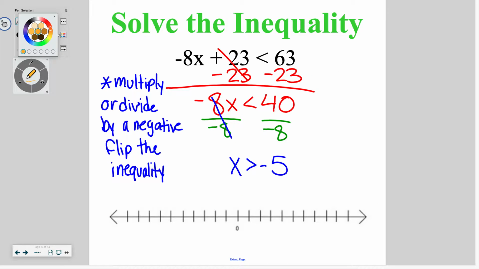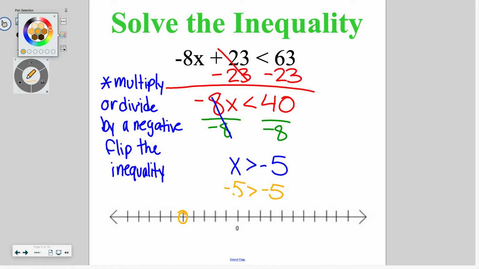So if we come back to this, we've got x is greater than negative 5. So I'm going to come over to negative 5. 1, 2, 3, 4, negative 5. I'm going to put an open circle there. Reason being, negative 5 is not greater than negative 5.